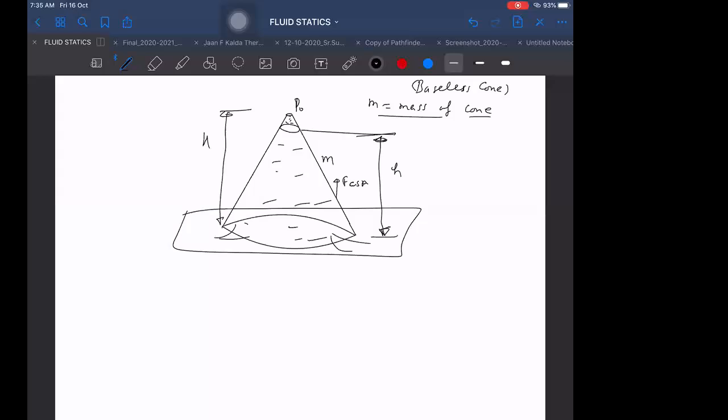So in that case, what we need to do is just find the force on the curved surface area, and balance that equal to the weight, because that is becoming sufficient enough to just push it up. That we can do.